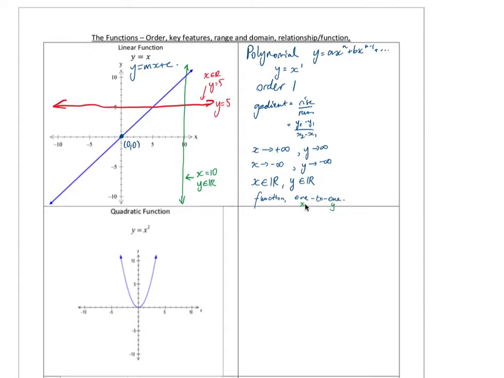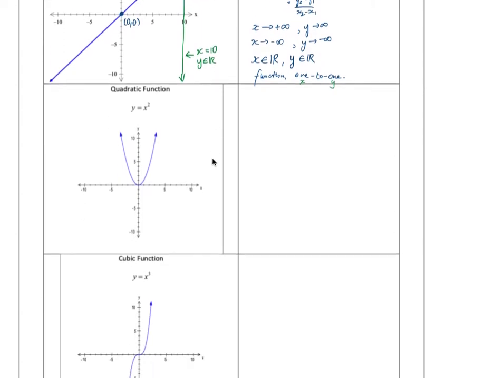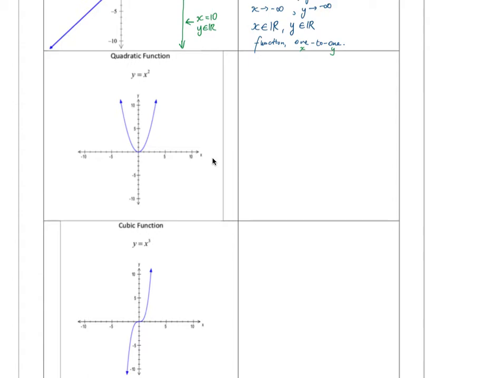All right, so that's our linear function for this video. Let's have a look at quadratic functions. So what's our order? Well, we've got y is equal to x squared, so the highest power is 2. Therefore, the order is 2.